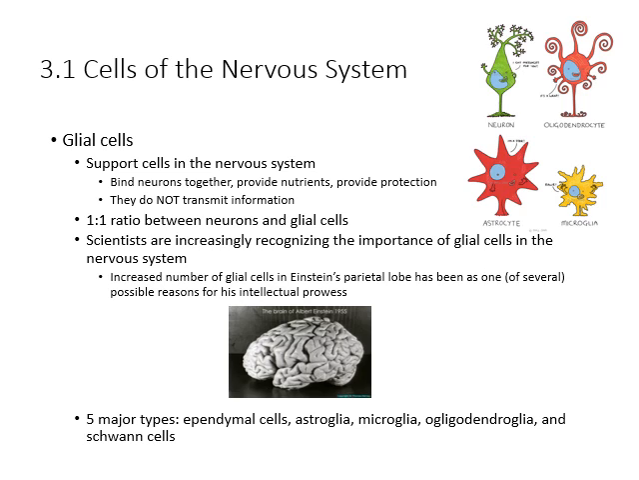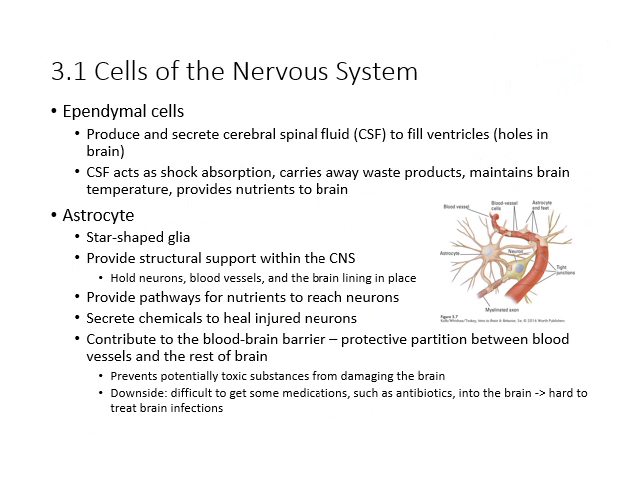And the 5 major types of glial cells are what we're going to discuss in the next few slides. The first type of glial cell, ependymal cells, produce and secrete cerebrospinal fluid, CSF, which fills the ventricles, which, if you remember, are those holes in the brain. CSF acts as shock absorption if the brain gets hit, it carries away waste products, maintains the temperature of the brain, and also provides nutrients to the brain.